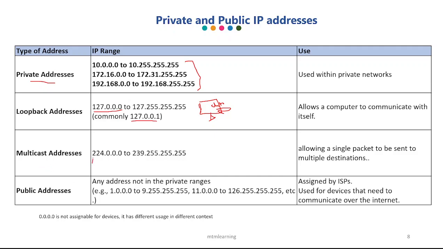There is a block of addresses which is used for multicast. Whenever the destination address is in one of these, it means it is being sent to a group of IP addresses. And another address type is the public IP addresses.